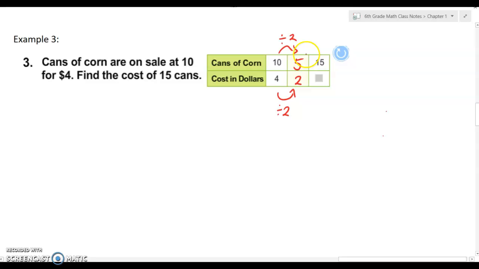Now I can get from 5 to 15 because 5 times 3 is equal to 15. So I'm going to do the same thing on the bottom. Multiply by 3 now. So now we get 6. All right. So the answer here, the cost of 15 cans would be $6.